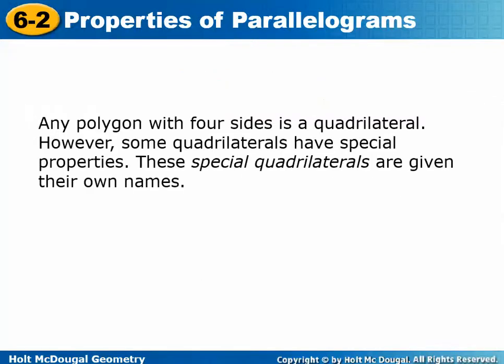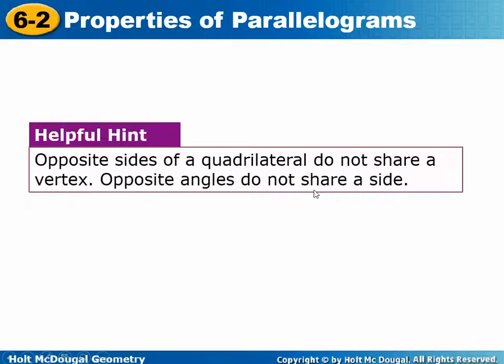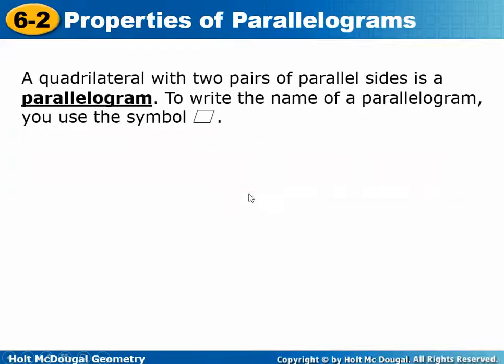Parallelogram is our only definition. A polygon with four sides is a quadrilateral. Any four-sided polygon is a quadrilateral, but some of them have special properties, and they get special names. The one that we're going to learn about today, of course, is a parallelogram. Opposite sides of a quadrilateral do not share a vertex. Opposite angles do not share a side. Try to keep that in mind as we go through these properties.